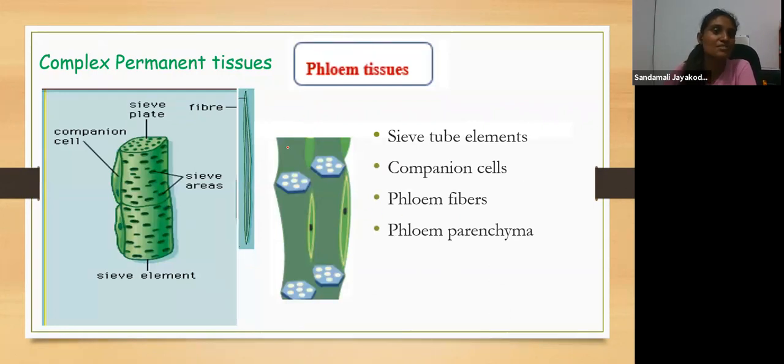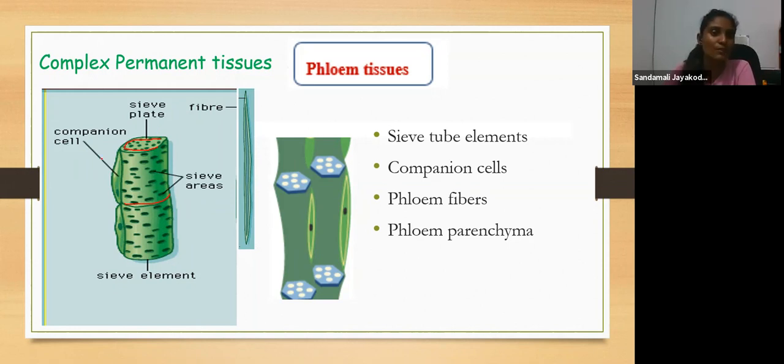Then these are the cells in phloem tissue. Here you can see the main cell we can find in phloem tissue. It is named the sieve tube element. At the end of each sieve tube element, we can see a sieve plate, which has pores in it. Adjacent to that, there is a cell named the companion cell. It's like a friend to the sieve tube element.